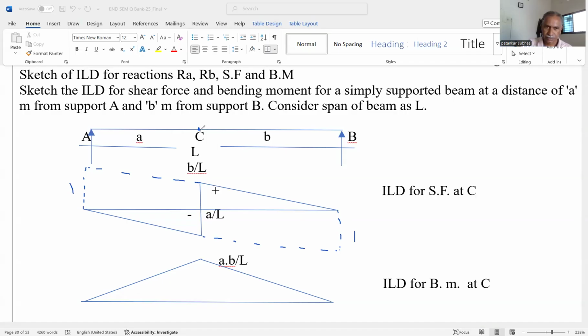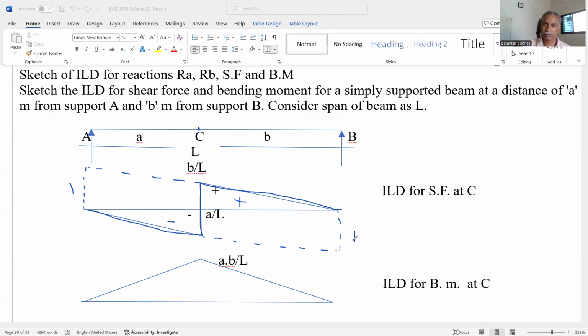Okay, and here this is the section where we require the shear force. At this point, draw the vertical line which cuts this line, and darken this line. That means this line. This is the vertical line and darken this line. That gives the ILD for the shear force. Left toward the right, toward the section, it is negative, and upward this is positive. So this is the ILD for the shear force at C.